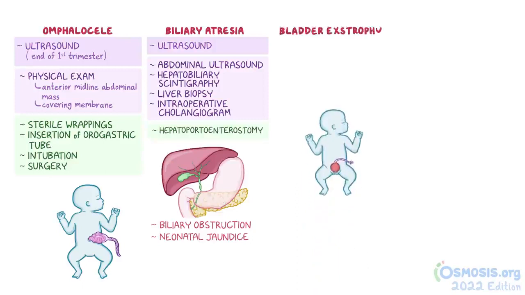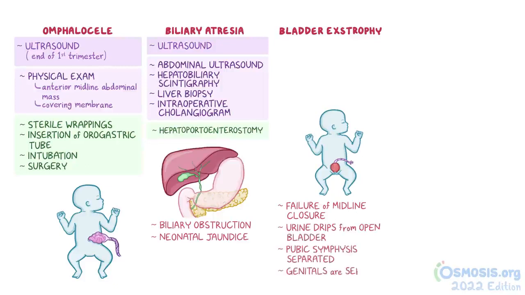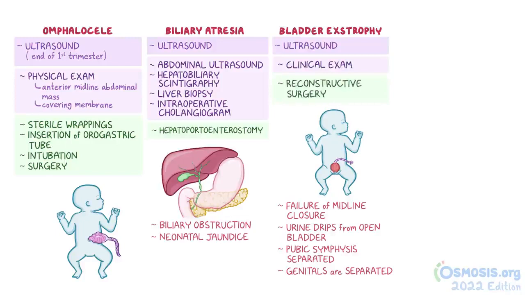In bladder exstrophy, there's failure of midline closure from the umbilicus to the perineum. As a result, the inside of the bladder pokes outside of the belly, urine drips from the open bladder, the pubic symphysis is separated, and the genitals are separated into two. Prenatal diagnosis is based on ultrasound, and after birth on clinical examination. Regarding treatment, it consists mostly of reconstructive surgery.